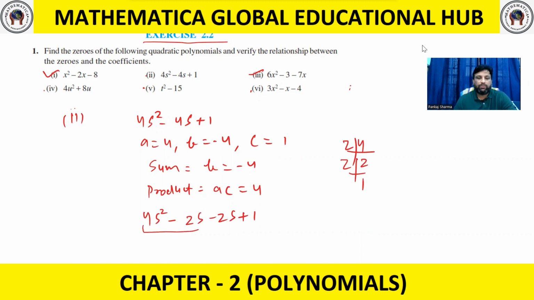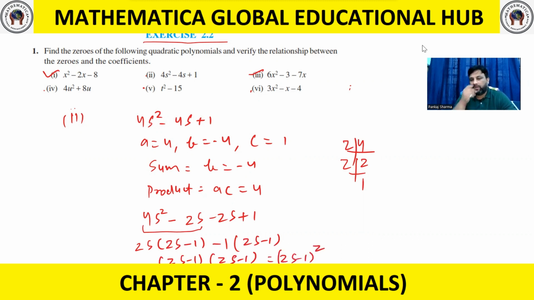Between these two terms, we can take 2s common, so the remaining is 2s − 1. And here we can take −1 common, so 2s − 1. So we are getting (2s − 1) and (2s − 1), or we can say (2s − 1) whole square. Both have the same meaning. So when (2s − 1)² is equal to 0, we put 2s − 1 = 0, so 2s = 1 and s = 1/2.